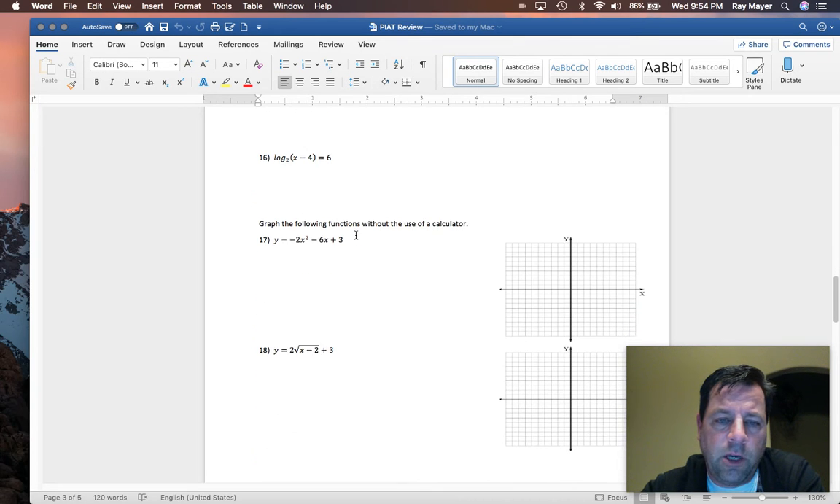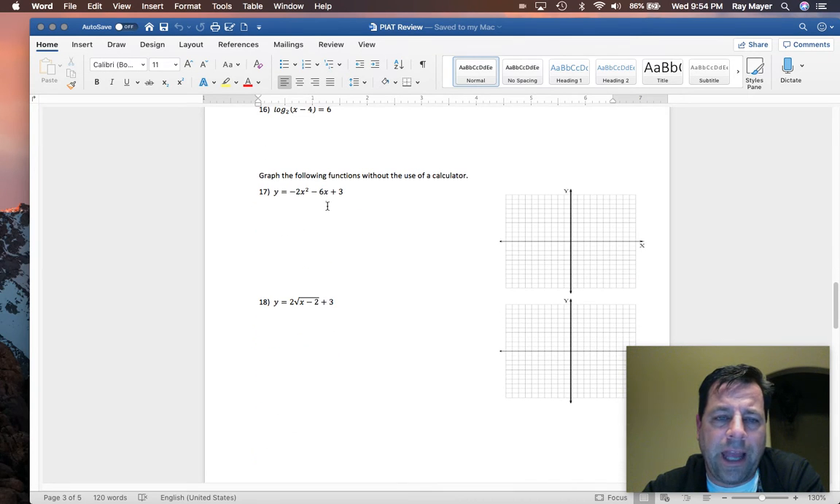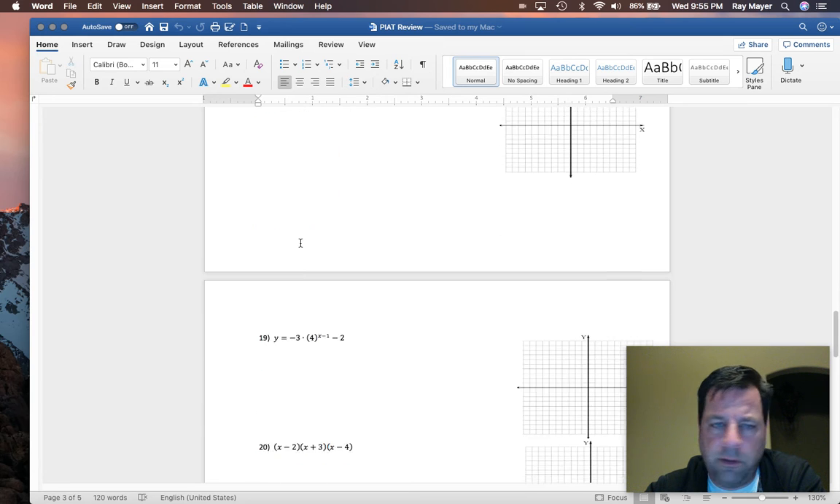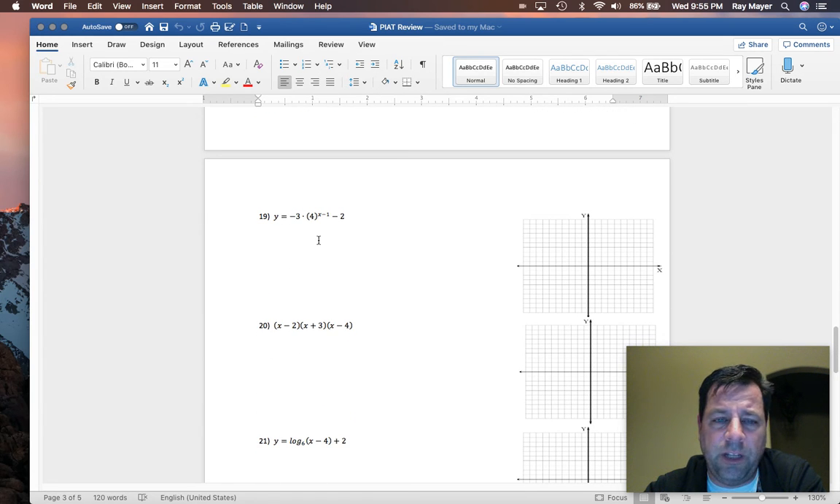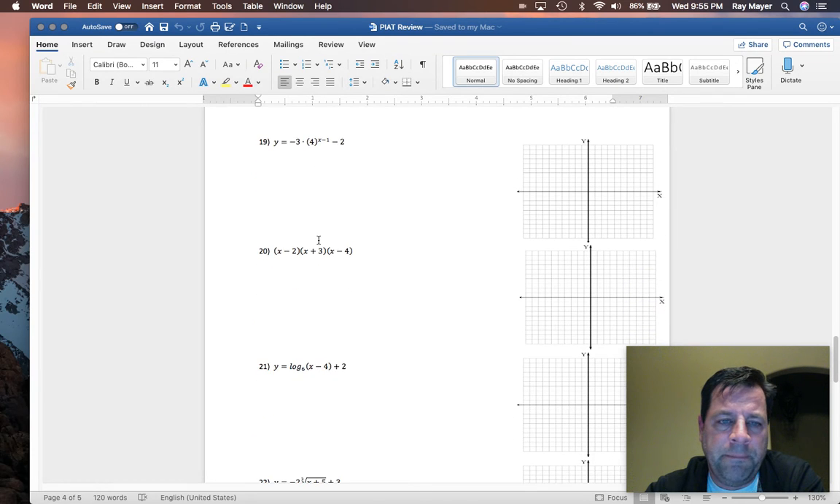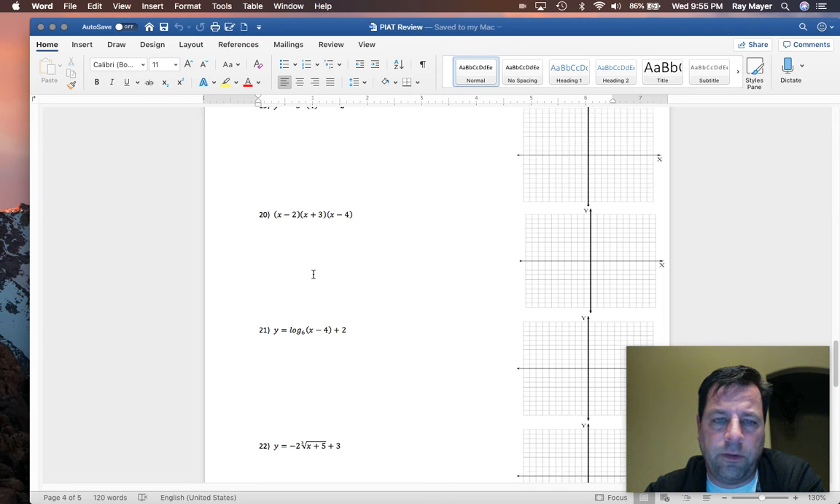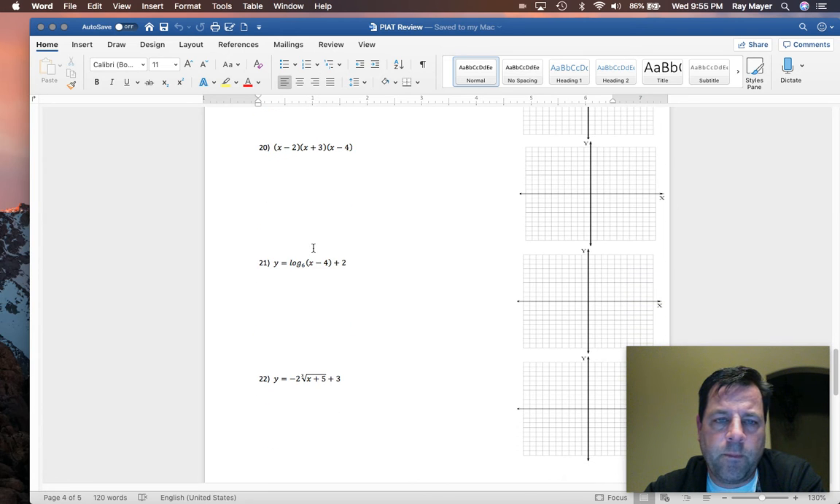All right. Graph the following without a calculator. Now, guys, I don't expect these to be close. This is a parabola. I expect to see the vertex and 2 points, 3 points max. This one's a square root. Again, 3 points. This one's exponential. Probably 2 points, maybe 3. I think you can get 3 out of it. This one's a polynomial. I better see the intercepts, turns and things like that. Again, I'm not too worried about those.